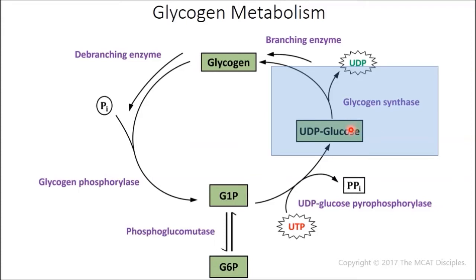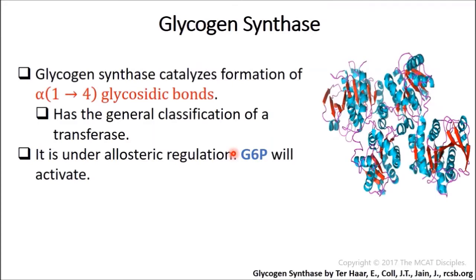UDP glucose now is a high energy molecule that can be used to form glycogen via glycogen synthase. Glycogen synthase catalyzes the formation of alpha-1,4 glycosidic bonds. It has the general classification of a transferase. It is under allosteric regulation. Glucose-6-phosphate will activate it. Again, alpha-1,4 glycosidic bonds, not alpha-1,6, alpha-1,4. This is the bond that it can catalyze and form, just due to the active site and the way the enzyme is built. It will only recognize the alpha-1,4 position because that is where it fits within the active site and all the amino acids recognize all the moieties that it needs to recognize.